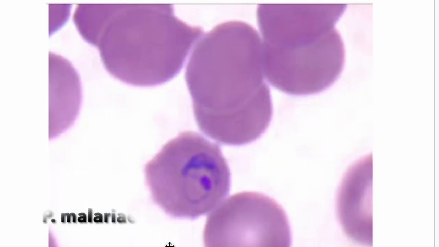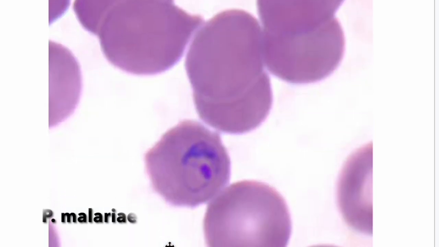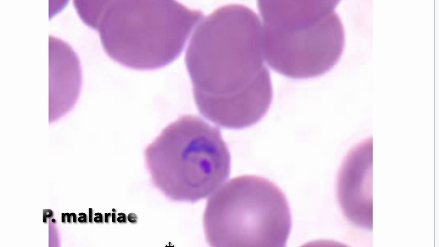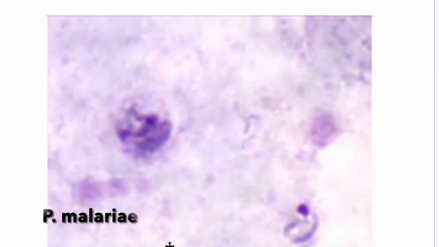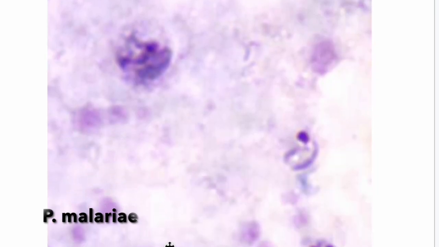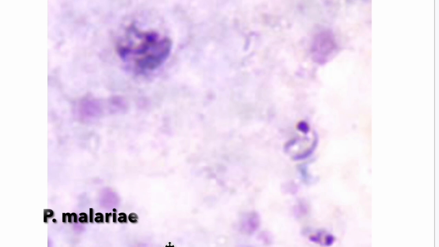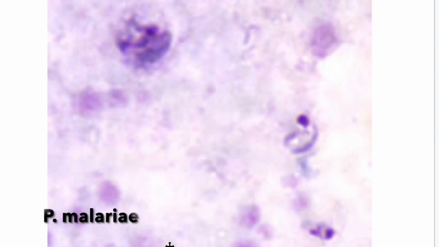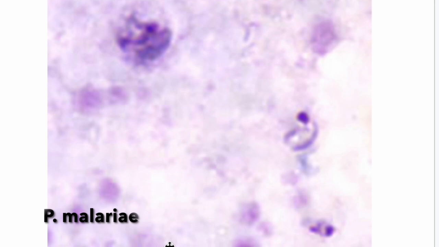And this one is a ring form trophozoite in P. malariae, in the thin film. You will also see the trophozoite looking like this when it's a full-blown trophozoite, but at the bottom here you can actually see a ring form trophozoite, which has a definite ring shape, more than the one up on the top left of the screen.